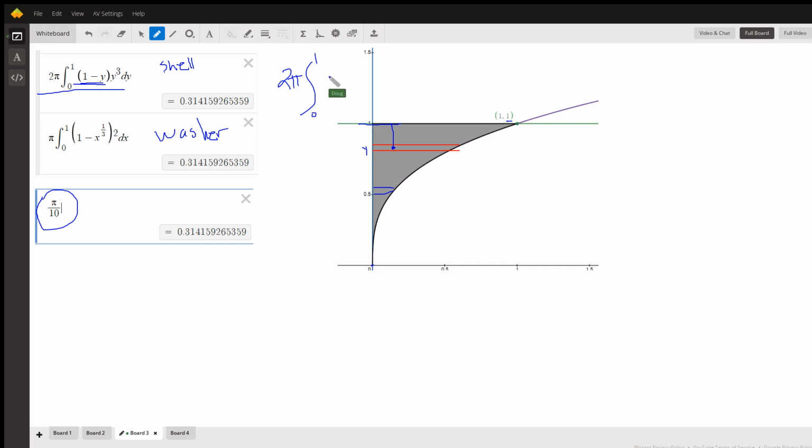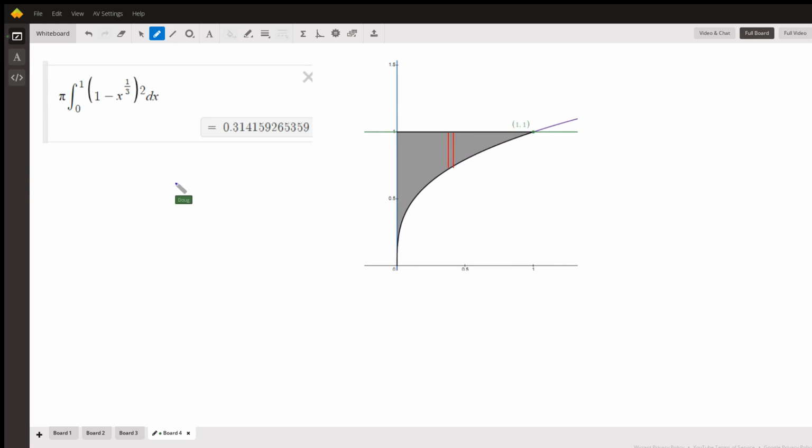And then multiply that times the height of the shell. Well, that's this distance right here, and that's an x distance. That distance is x equals y cubed. And then dy is the thickness of the shell. Of course, if you distribute the y to the third power over this 1 minus y, it's easy to find the antiderivative and find this exact value. I won't go through that.